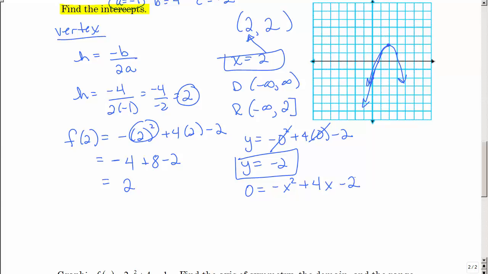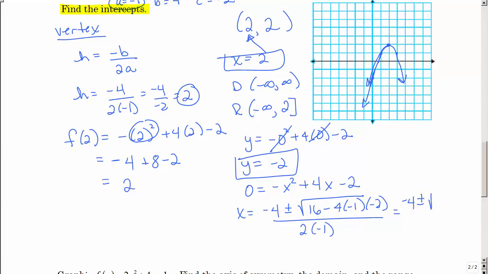Can I factor that? No. So here comes the quadratic formula. Negative b plus or minus the square root of b squared minus 4ac, all over 2a. So let's see, a negative and a negative and a negative, that's negative, and that's going to be 8. So 16 minus 8 is 8 again. So we have negative 4 plus or minus 2 square root of 2 over negative 2.